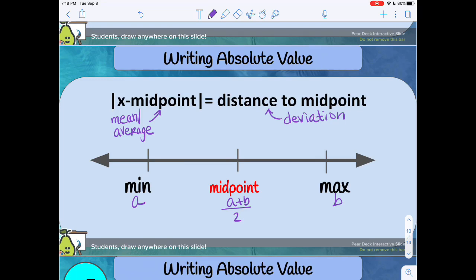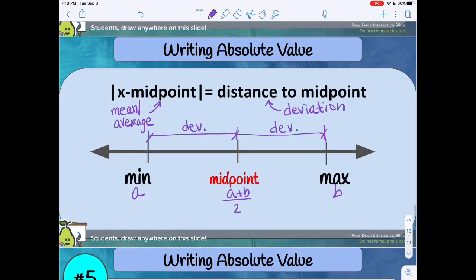The distance between our minimum and our midpoint is the deviation, and the distance from the midpoint to the maximum is also that same deviation. That's the definition of a midpoint. Let's go ahead and try working one of these.